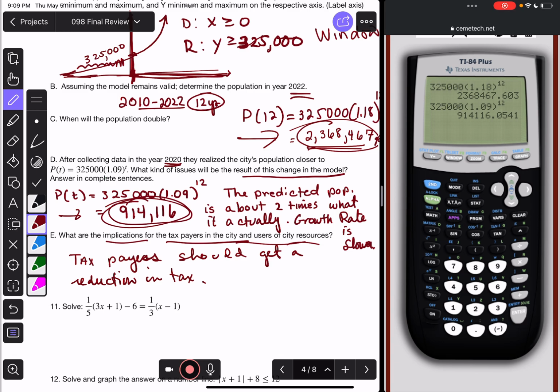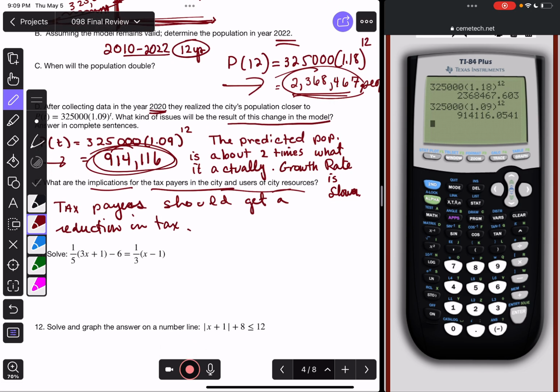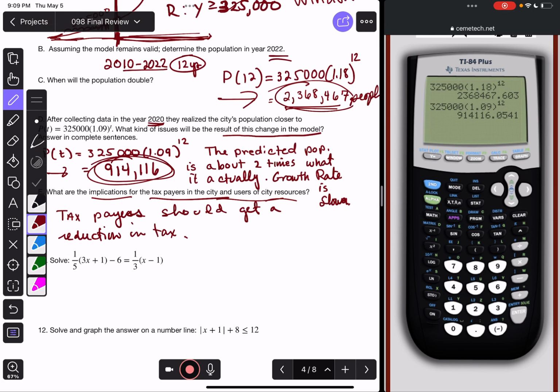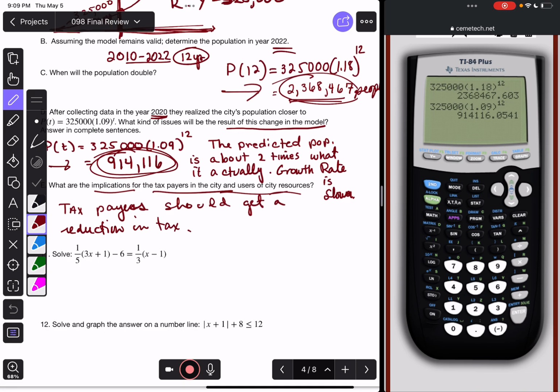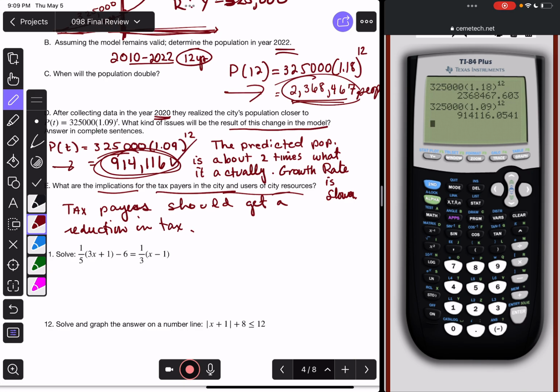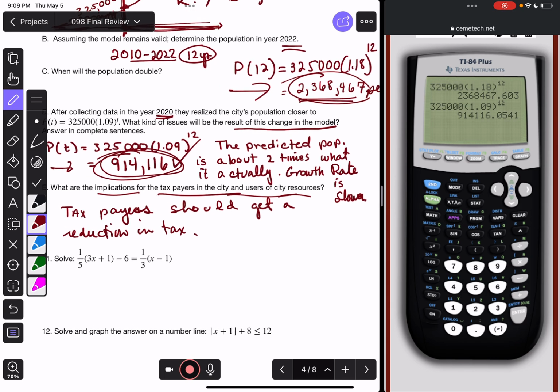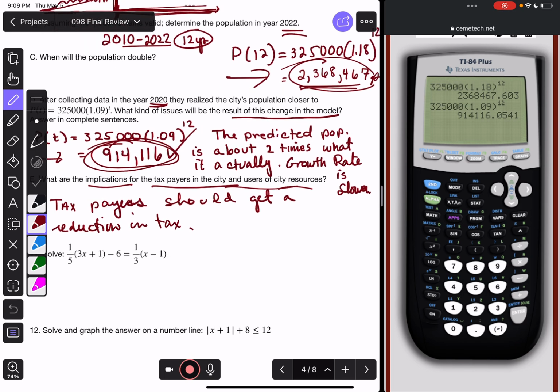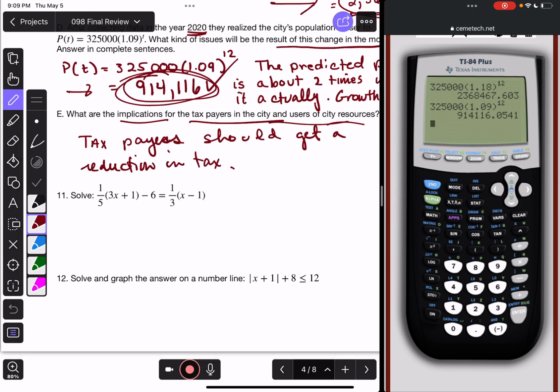So assuming they had been planning for these 2 million people, they probably have put a lot of resources into building their infrastructure. And when you build infrastructure, you're going to have to take out loans and make bonds, and you borrow money and stuff like that. And people end up paying more taxes for their city to be developed. But then if your population isn't growing that much, you certainly can cut down on expenses because you don't have to have the facilities. So hopefully the taxes go down.